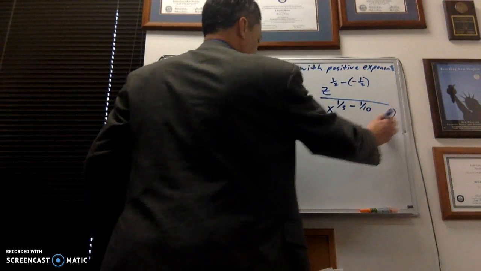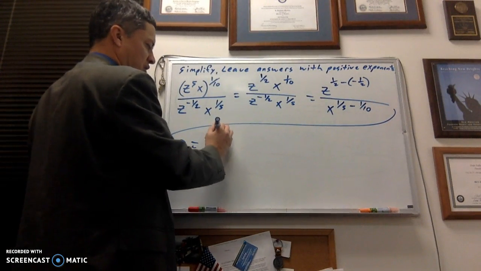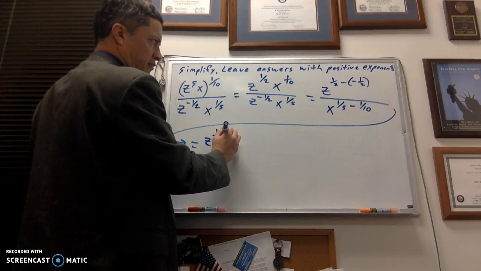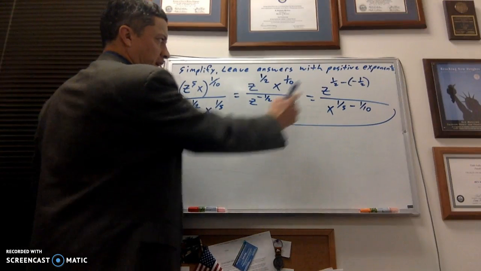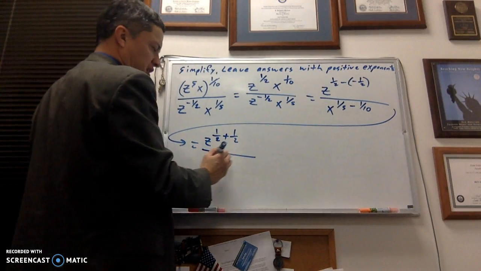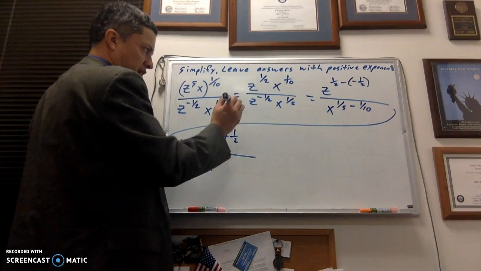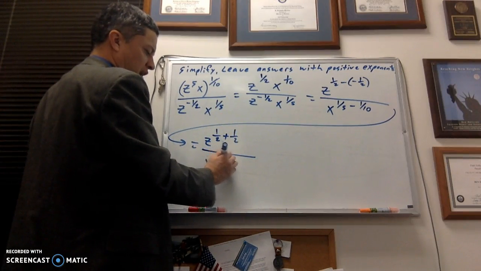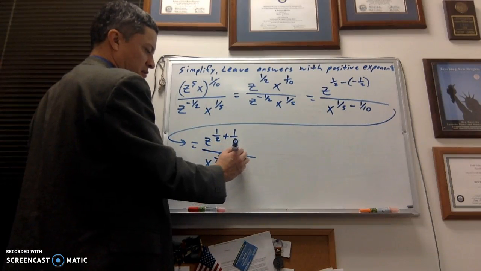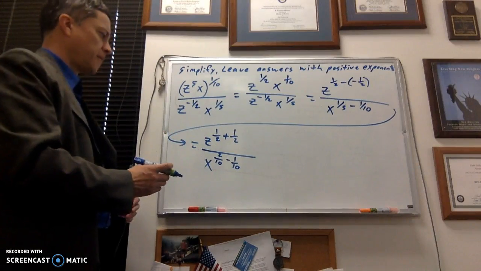Let me come down here now. So we're looking at z to the 1/2 plus 1/2, right? A negative times a negative is a positive there. And in the denominator, let's get a common denominator for those exponents. So that 1/2 is now going to be 2/10 minus the 1/10 over there. So now we can subtract there.